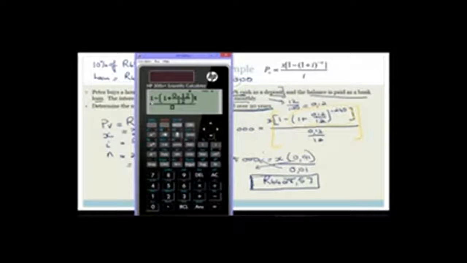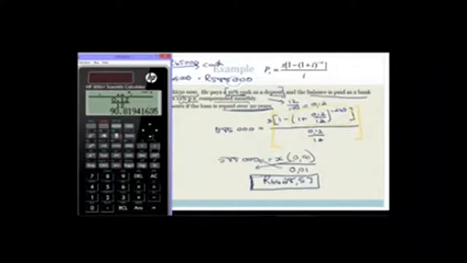So what I've done here is I've gone 1 minus the bracket, 1 plus, and then I've used my little fraction button to write that. Now I'm going to use the power button to go minus 240, and I'm hoping this thing's not going to kick it out again. And then we're going to go over, and again, it's a fraction of 0.12 all over 12. And this time it gives you 90.82. And then if you take 90.82 and you divide it into 585,000, you're going to get the same answer. Okay, so there you go.